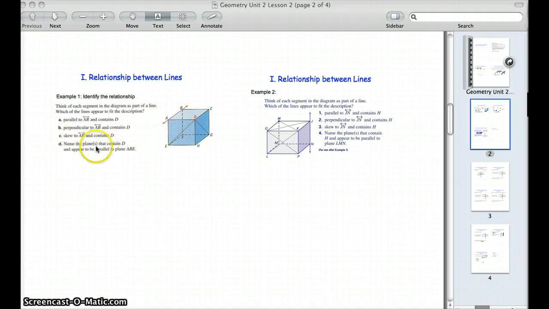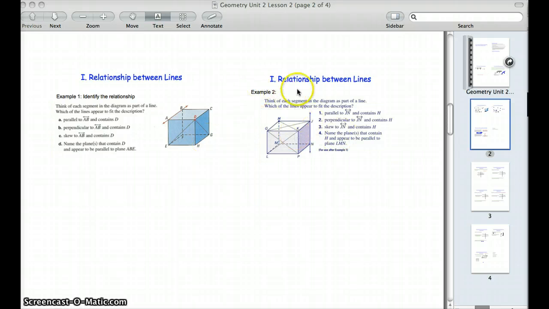Now D says, name the plane that contains D and appears to be parallel to plane A, B, and E. So if we look here, we've got A, B, and E. So this plane here, which is on the side, A, B, and E, is parallel and it contains D. So that's going to be this plane over here, D, C, G, and H. So this plane is parallel to this plane over here.